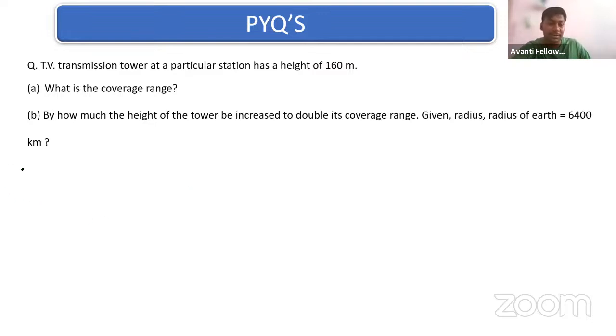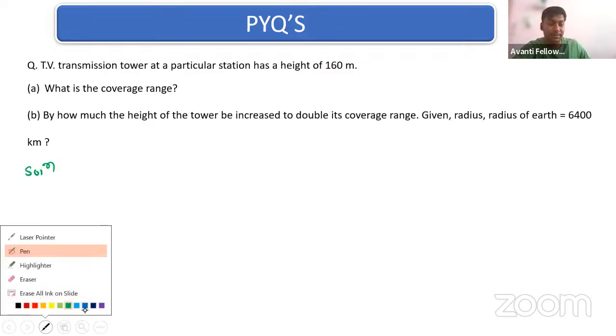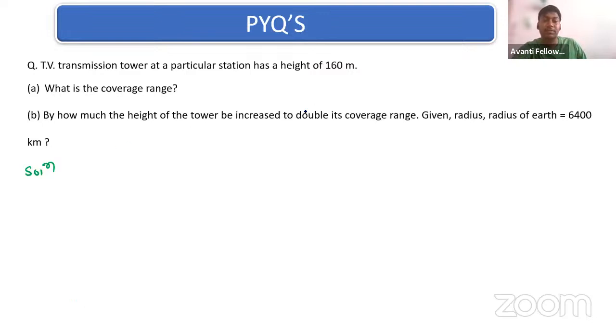Okay, first, the solution. In the solution, what is given? The height of the tower for the particular station is given as 160 meter. First, we need to find the coverage range. How can we find it? We already discussed the formula. That will be the square root of 2 times the radius of the earth and the height of the antenna of the power station.